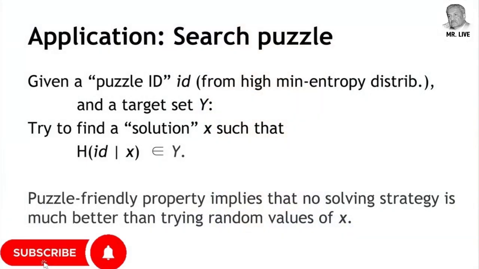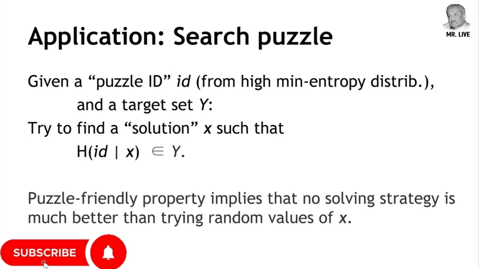To be more specific, the idea is that we're given a puzzle ID, which is chosen from some high min-entropy distribution, that is, some very spread out probability distribution, and we're given a target set Y, which someone wants to make the hash function fall into. Then we want to try to find a solution X, so that if we hash the puzzle ID together with the solution X, we get a result that's in the set Y. So the idea is Y is a target range or set of hash results that we want, ID specifies a particular puzzle, and X is a solution to the puzzle.